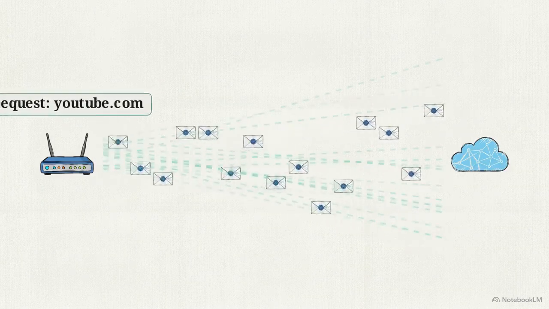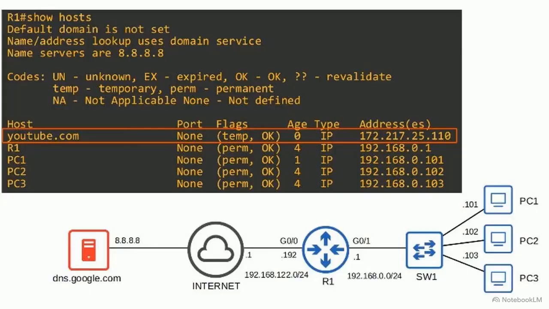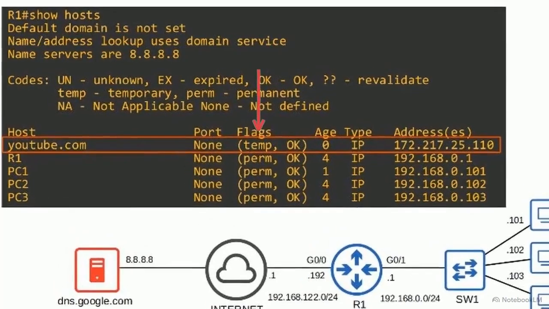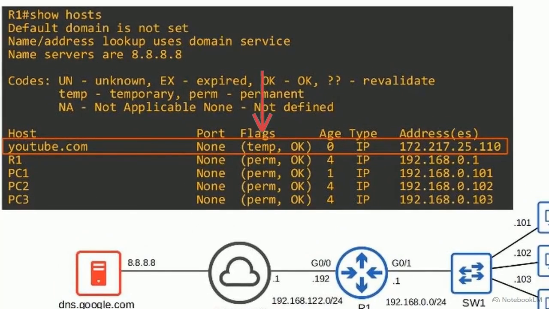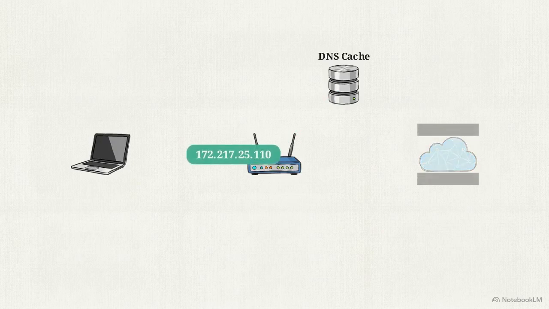However, querying that external server over UDP port 53 every single time we request the exact same domain is highly inefficient. To solve that, the router relies on an internal DNS cache. This show hosts output table reveals where recent translations are saved, like youtube.com. Notice the temp OK flag. This proves the external resolution was saved dynamically and will expire based on its time to live limit. This local caching mechanism dramatically improves network efficiency by instantly resolving known domains without generating redundant external traffic.